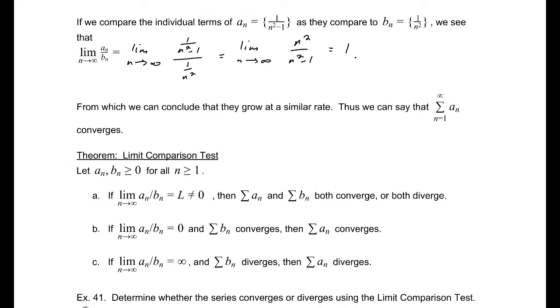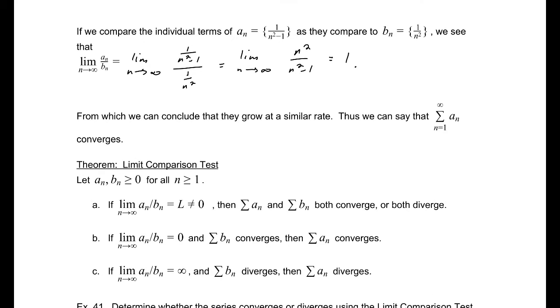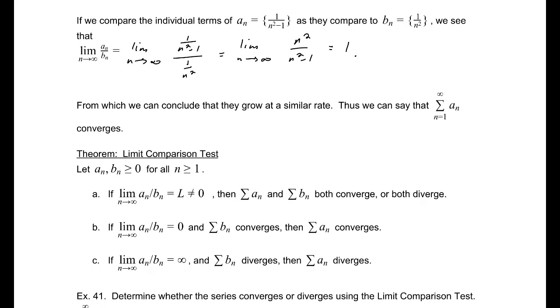Okay, so let's first just say we've got these two sequences. Both of them are greater than or equal to 0 for all n greater than or equal to 1. If the limit, now these are term by term, of an over bn, we're kind of disregarding the fact that they are series, we're looking at the sequences that make up the series. If an divided by bn goes to a number, if the limit is L, where L is not 0, then they either both converge or both diverge.